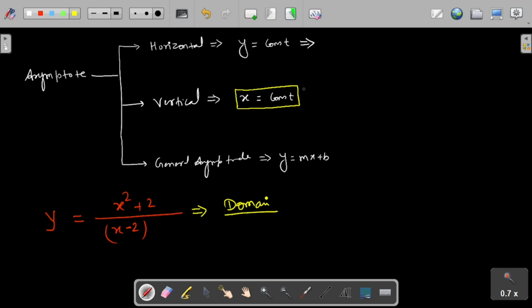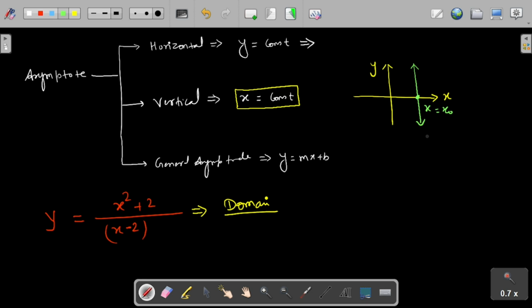What is the meaning of vertical asymptote? See, if you try to understand with this simple coordinate axis diagram, what a vertical line is. Let us suppose this is a vertical line, x equals x naught. What is the meaning of this vertical line?